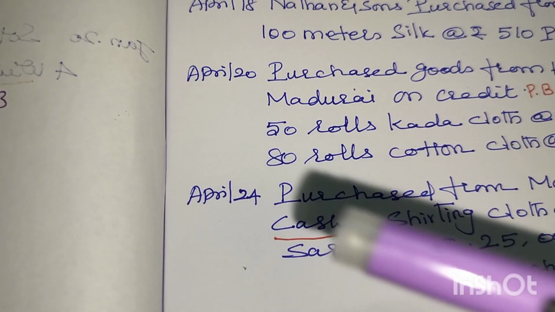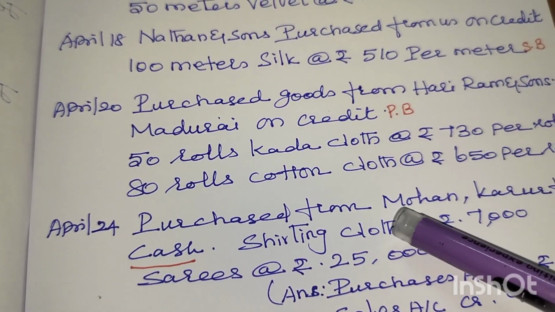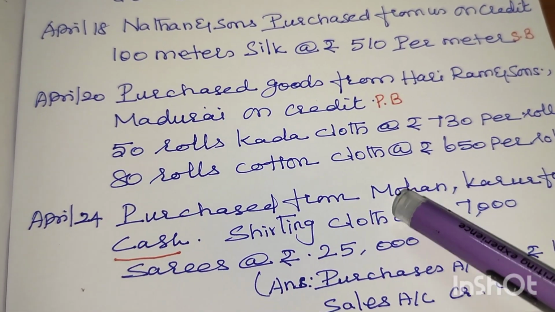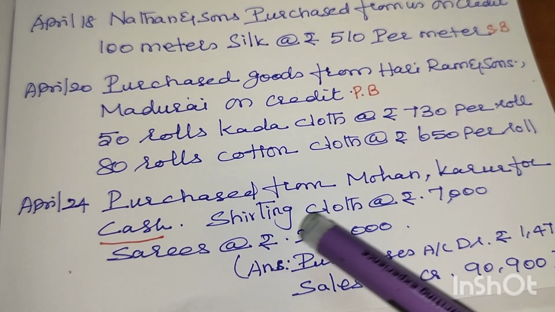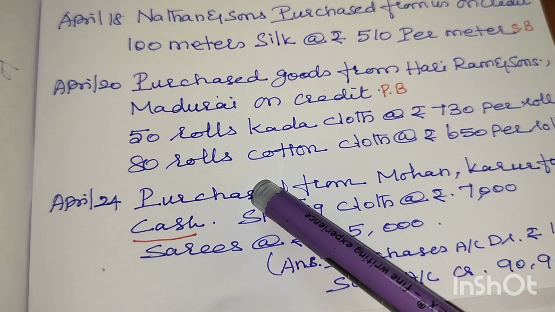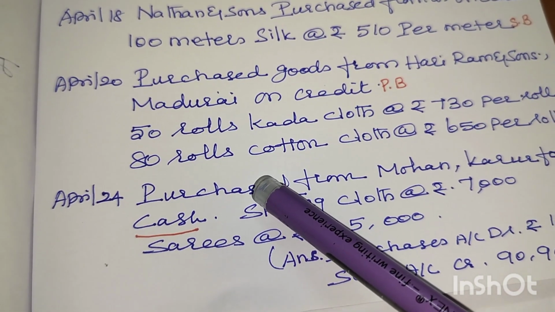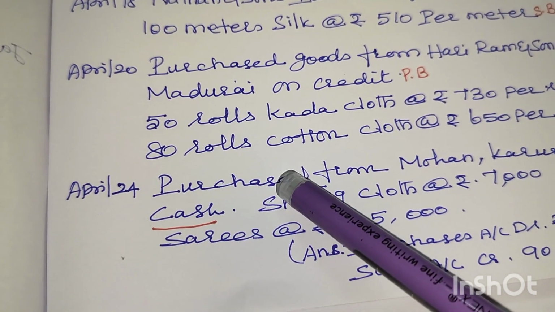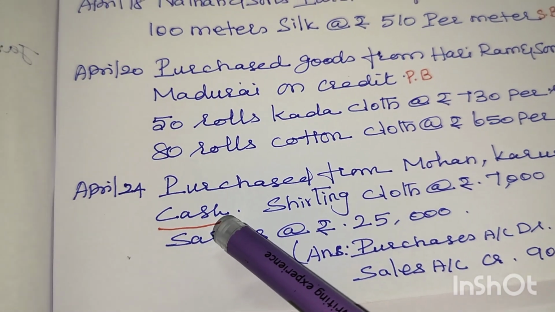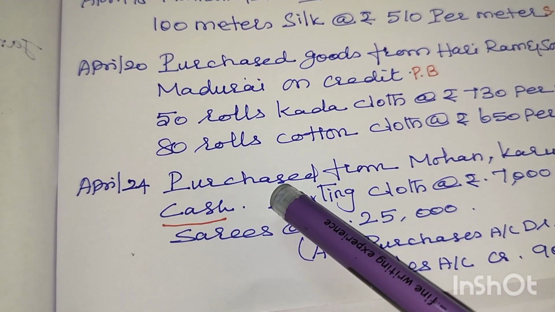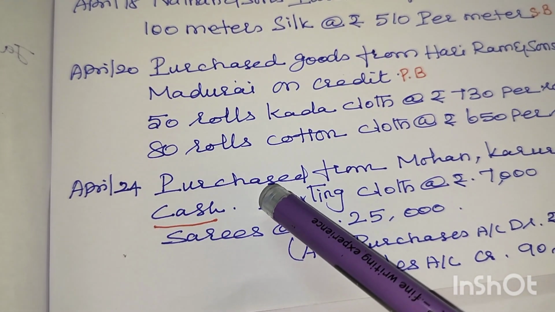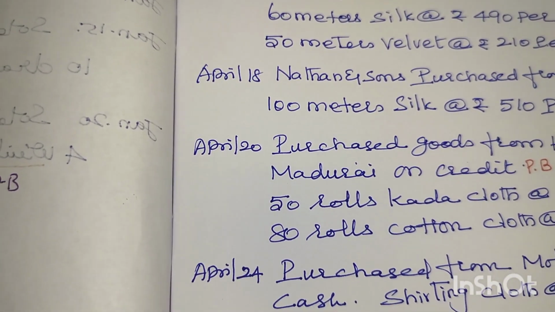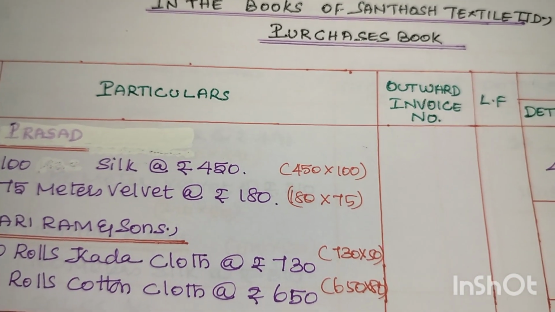The next transaction is April 20, purchased from Mohan, Karur for cash. What does this transaction tell us? This transaction tells us cash purchases. So cash purchases should not be entered. We should not enter or record this transaction into the purchases book because this is the cash purchases. We only enter the credit purchases into the credit purchases book. So we don't enter this transaction.